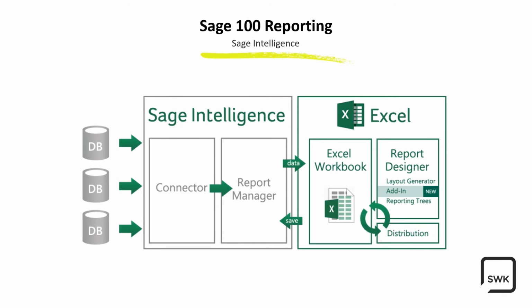Let's take a quick look at the components of Sage Intelligence. As I had mentioned before, besides our Sage 100 database, we can also hook into any other ODBC compliant databases. This is why we have multiple databases showing up here, and we can hook in as many as we want into our Sage Intelligence installation. The connector module over here is the tool that houses the queries that actually pull the data out of Sage or out of the other databases.